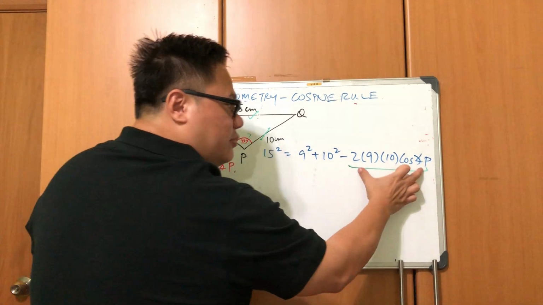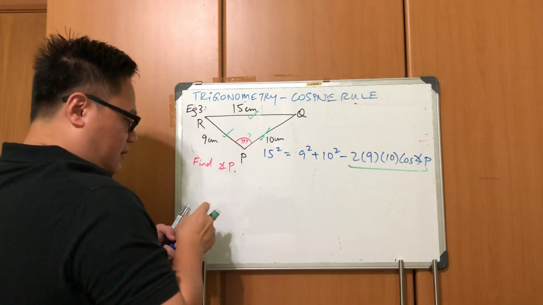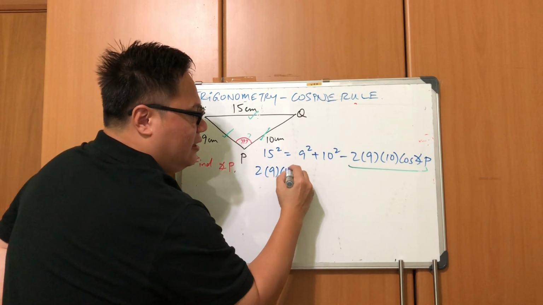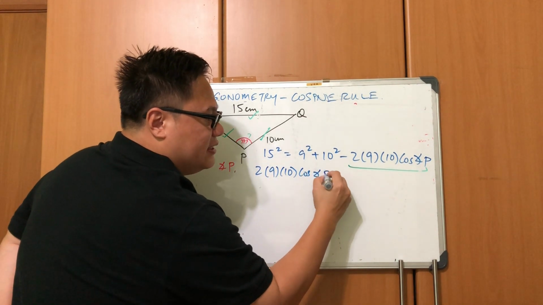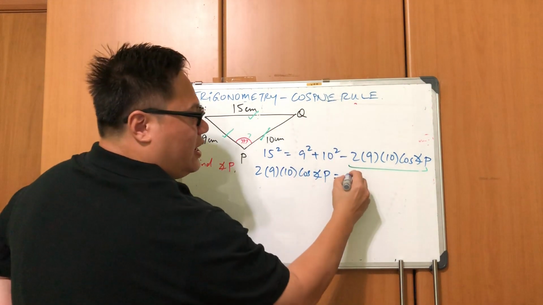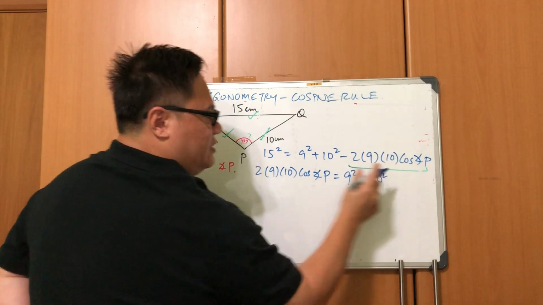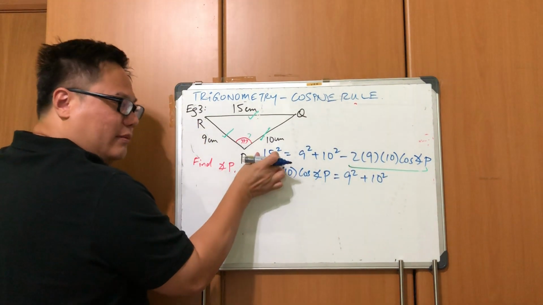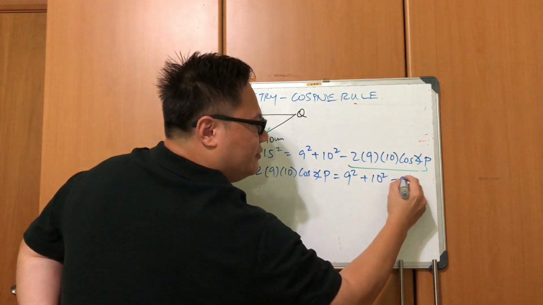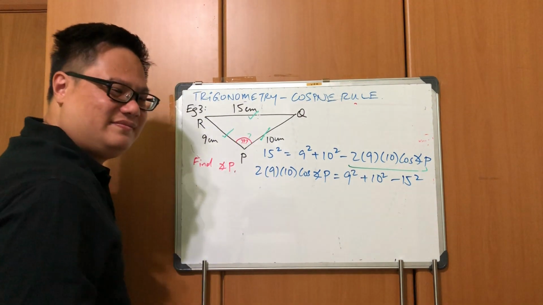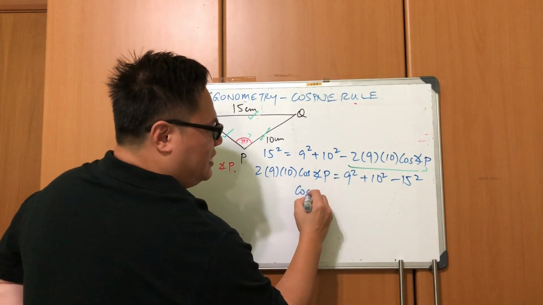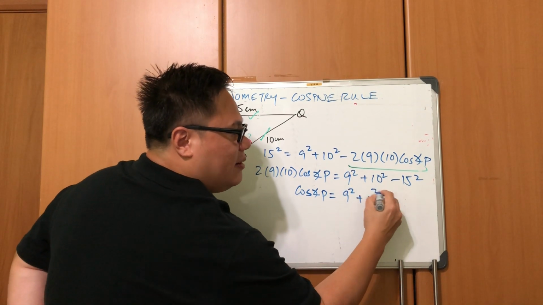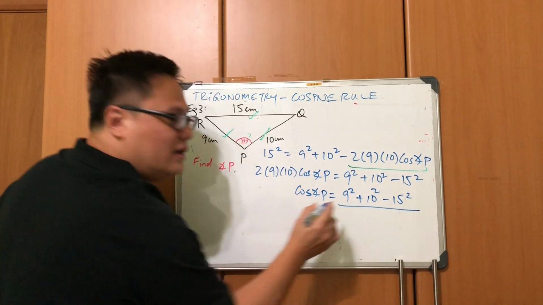So what you can do is bring this whole entire term to the left hand side. So I have 2 times 9 times 10 cosine angle P is equal to 9 squared plus 10 squared. See this 15 squared? If I bring this to the left hand side, it becomes positive. I can bring the 15 squared to the right hand side, minus 15 squared.